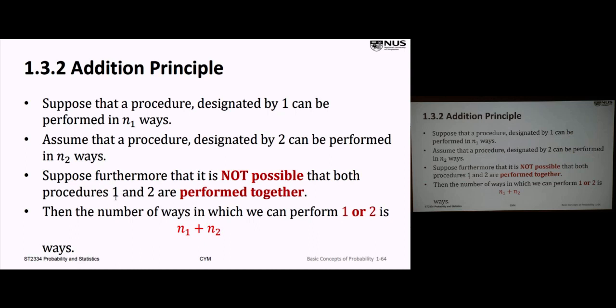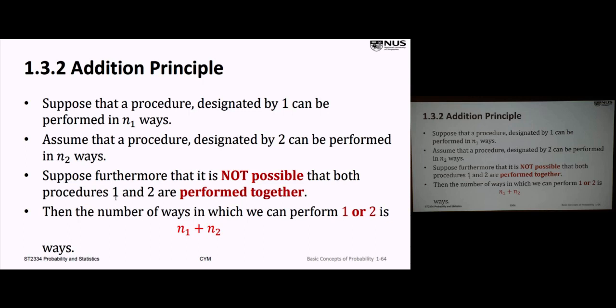So now this is the following scenario. Again, it's similar and related and easier to understand, actually. Suppose you have a procedure. So again, we're going to have a collection of experiments. Here we're calling them procedures. So I have a procedure, and I call it procedure 1. And that could be performed in n1 possible ways.